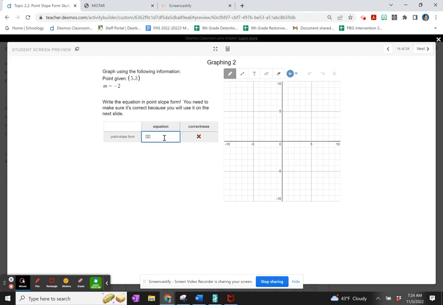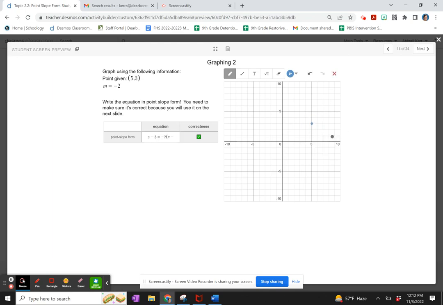All right, y minus 3 equals negative 2 parentheses x minus 5. So then I'm going to plot. Now when we put the equation in, we know we are correct, but do not forget to plot. So 5 comma 3 is right 5 and then up 3, put a point. Now the slope is negative 2 over 1, so down 2, right 1, down 2, right 1. When you run out of room, you can do the opposite.